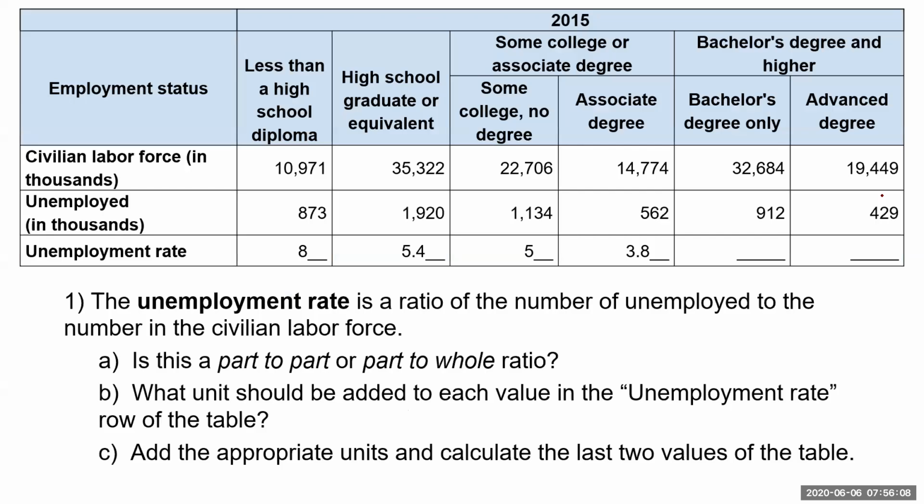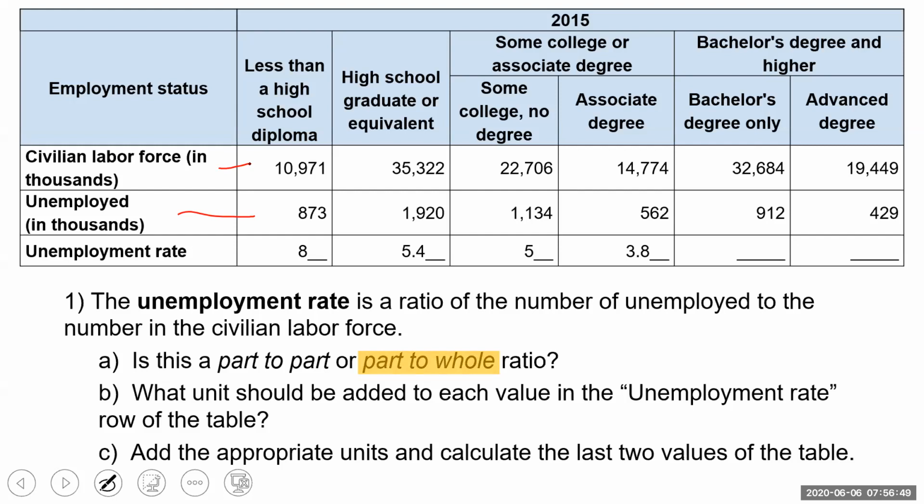So we are going to do the analysis right away. Now, the unemployment rate is a ratio of number of unemployed to the number in the civilian labor force. So be careful. So this is unemployed and this is the civilian labor force. Now, the first question, is this a part to part or a part to whole ratio? Think about it. So this is a part to what? To whole. Is that okay?